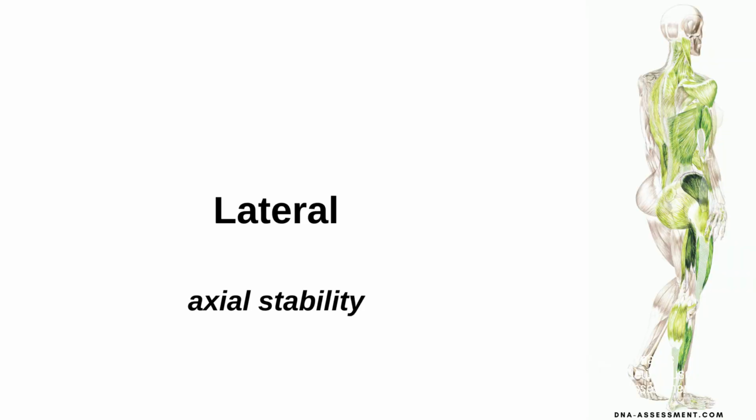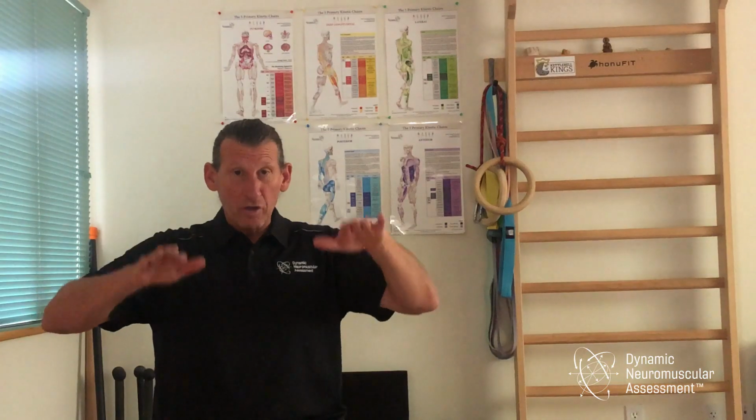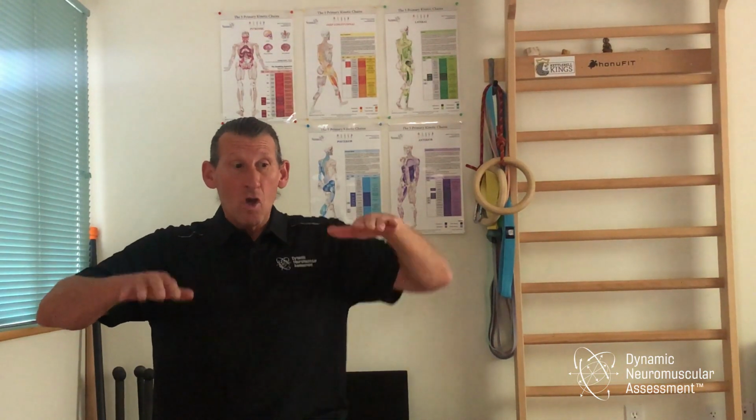Ground force reaction is based on the third kinetic chain, the lateral kinetic chain. This is the stability that we require in the axial skeleton, the frontal plane of the pelvis, so that we can push into the earth. These 3 kinetic chains create the dynamic platform.